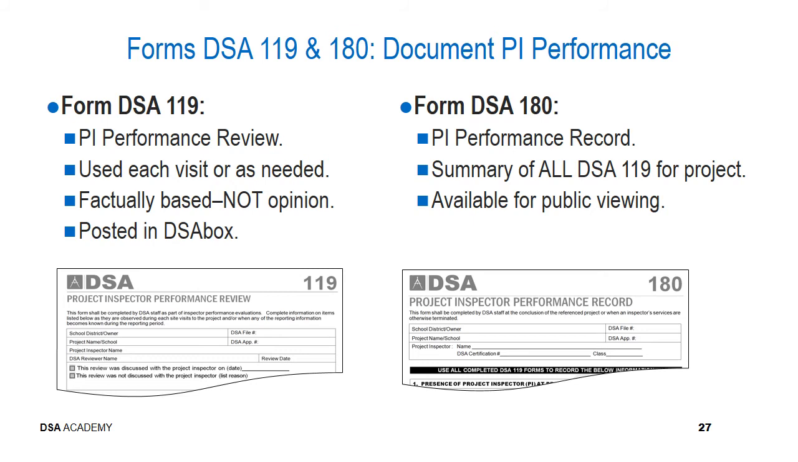And this is posted in box, as are the field engineer's trip notes and other documents that need to be submitted to DSA for a given project. Form DSA 180 is essentially a summary of all of the 119s on a given project associated with that project inspector. It is a performance record of the project inspector, and it is available for public viewing as well in Project Inspector Performance Review box.